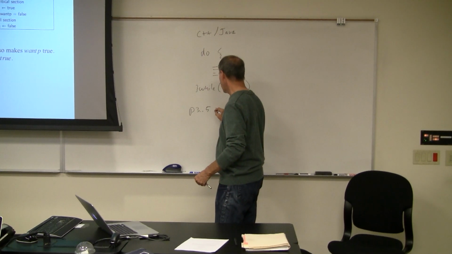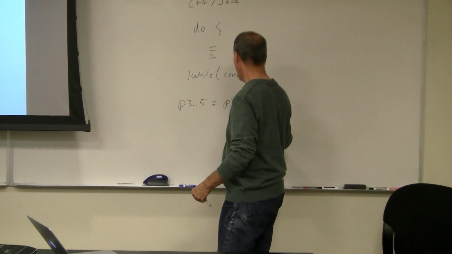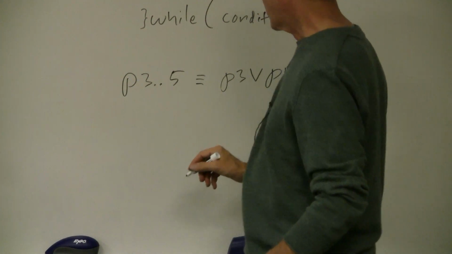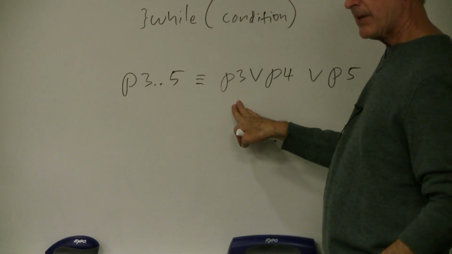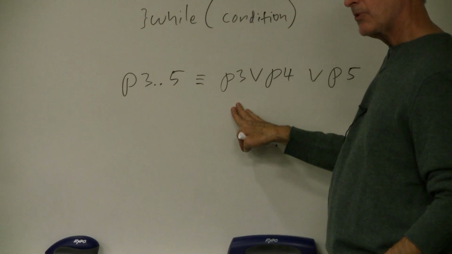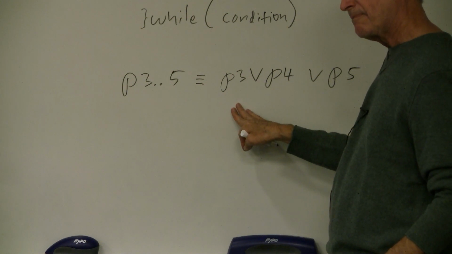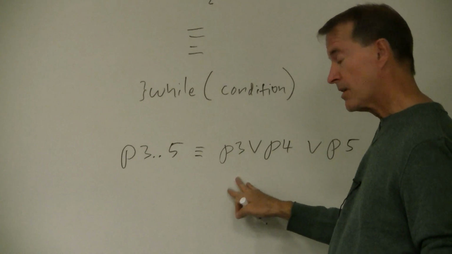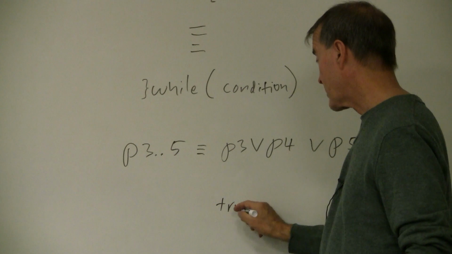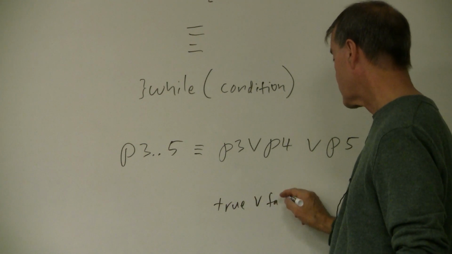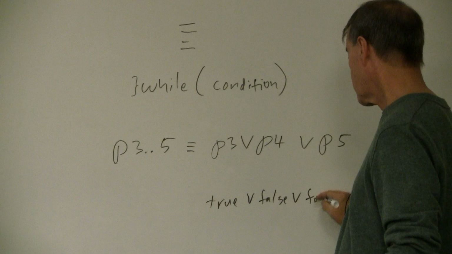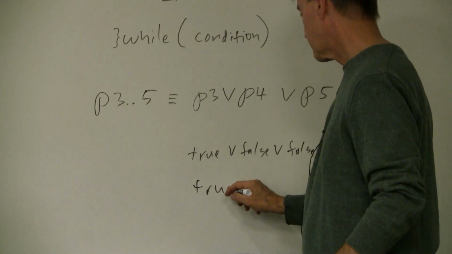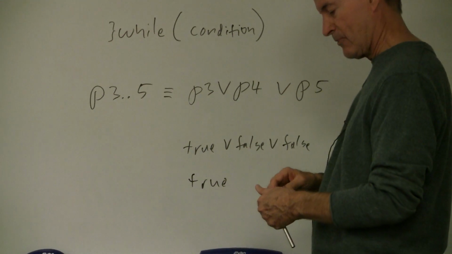P3.5 equals P3 or P4 or P5. So what I'm saying is that it makes P3 true. When you execute P2, that makes P3 true. You with me? Because that's the statement that's going to be executed next. So that makes this true or false, but this is true, we know from the predicate. Are we good? You see how that worked?